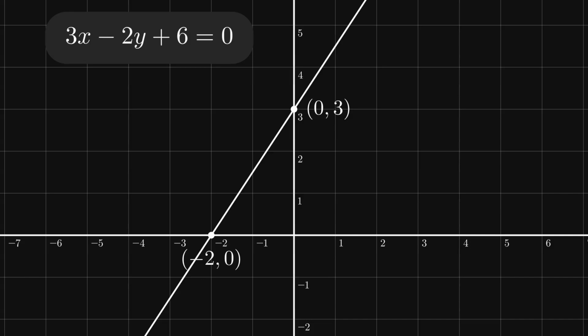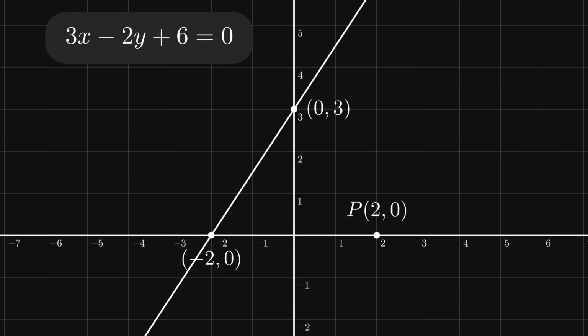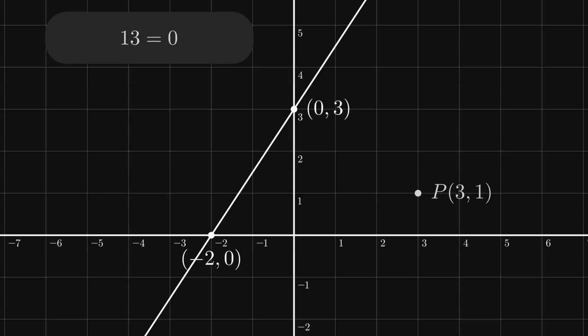But what about the invisible points? I mean, what does this equation tell us about the invisible points? Let's consider some invisible points, like (2, 0), for which the equation responds 12 = 0. If the point is (3, 1), then the equation responds 13 = 0. Now let's pick other invisible points on the other side of the line to see whether there is any change in the response.